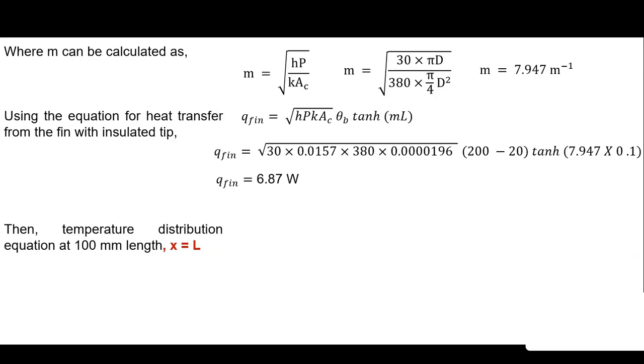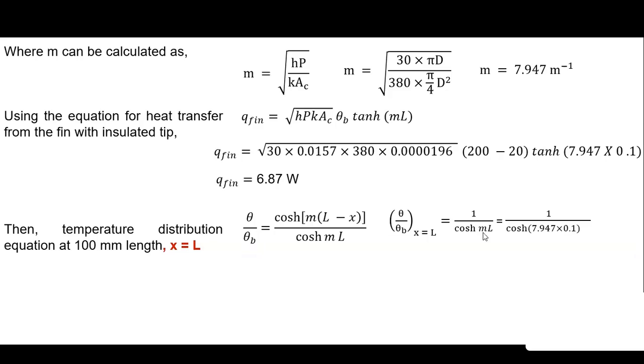Now we are interested in finding out the temperature at the length 100 millimeter, that is x is equal to L. We know the equation, theta upon theta b equals cosh m(L minus x) divided by cosh mL. So I'm putting in this equation x is equal to L. So L minus L, cosh m(L minus L) is cosh m into 0, which is cosh 0, equal to 1, and the equation will become 1 upon cosh mL.